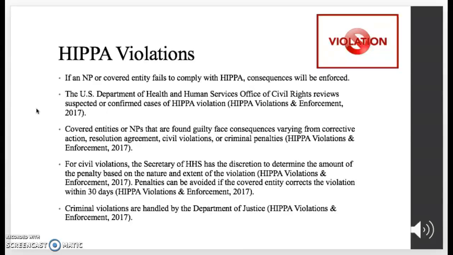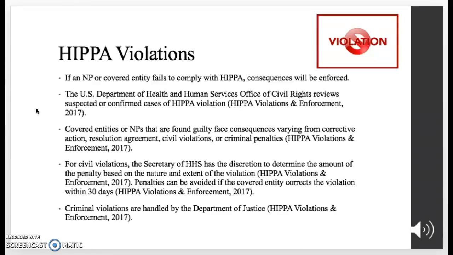Failing to comply with HIPAA can result in a number of consequences depending on the severity of noncompliance. The U.S. Department of Health and Human Services Office of Civil Rights has the responsibility of reviewing breach cases and determining if the covered entity has failed to comply with HIPAA. If the covered entity is found guilty, consequences such as corrective action, resolution agreement, civil violations, or criminal penalties may occur.